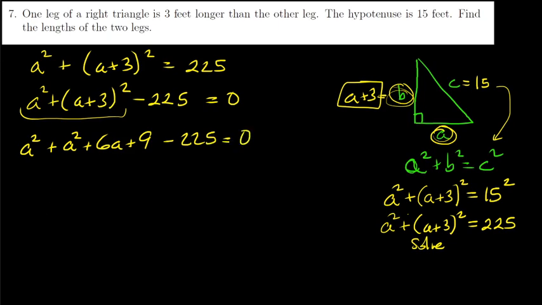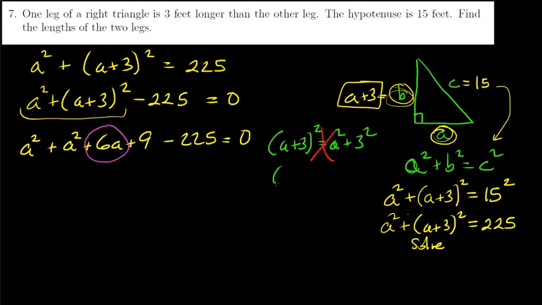And I hope you're not asking the question, wait, where did the 6a come from? If you're asking that, again, you have a very bad habit here. You're thinking of a plus 3 squared as a squared plus 3 squared, which it is absolutely not. And if you make that mistake, you're going to get it wrong every time.